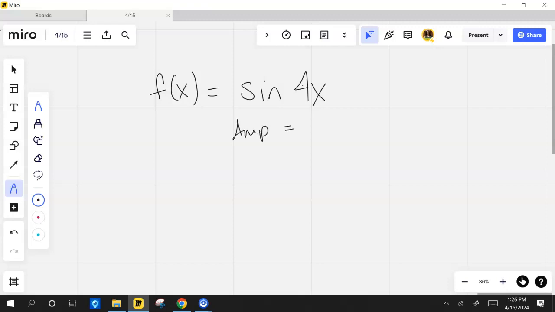What's the amplitude of this one without graphing it? How do you know the amplitude here? There's nothing in front. Amplitude is your A in front. The amplitude is 1. What is your period?